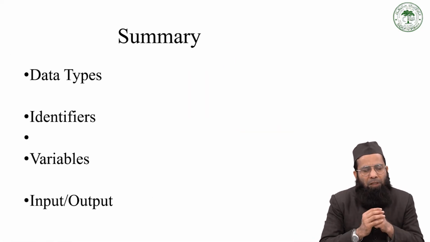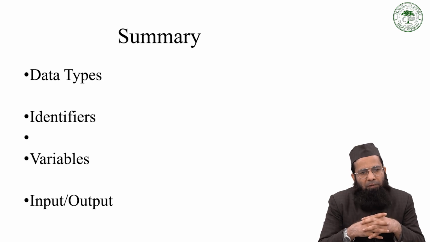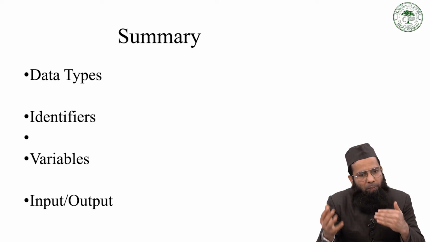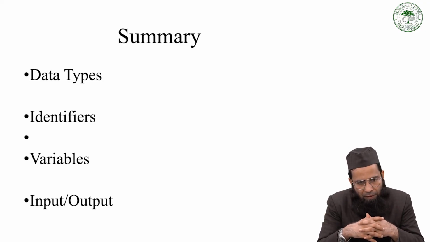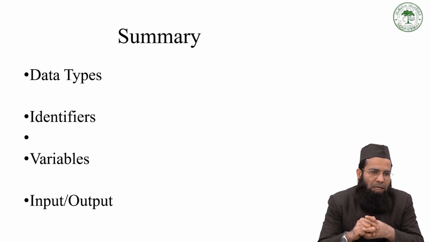Just to summarize what we have seen: different data types. We have seen identifiers, what the different identifiers are and the rules behind naming identifiers. We have seen variables and certain input-output functions as well.